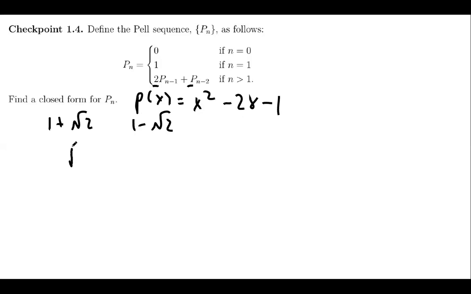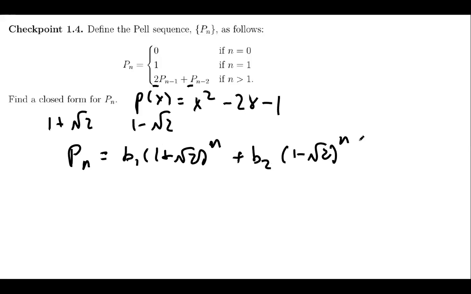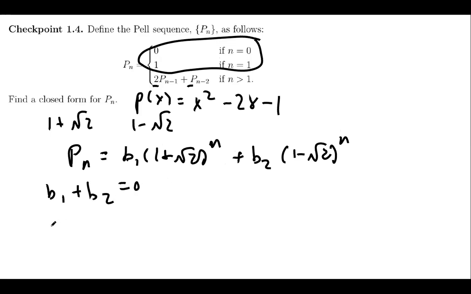So P of n equals some constant b1 times 1 plus root 2 to the n plus b2 times 1 minus root 2 to the n. Now we can do the same thing that we did last time and set up another system of equations with 0 and 1 here. So once again, we have b1 plus b2 equals 0. And the other one would be b1 times 1 plus root 2 plus b2 times 1 minus root 2 equals 1.